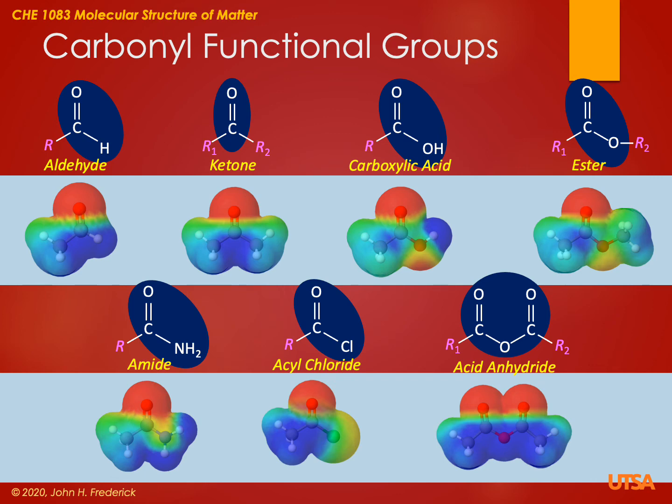But in the carboxylic acid, the positive center is actually centered on the hydrogen that's attached to the oxygen on the carbonyl carbon. So we have a variety of different things. The fact that there are interesting different charge distributions in these molecules makes each of these functional groups very distinctive and gives them different physical and chemical properties.